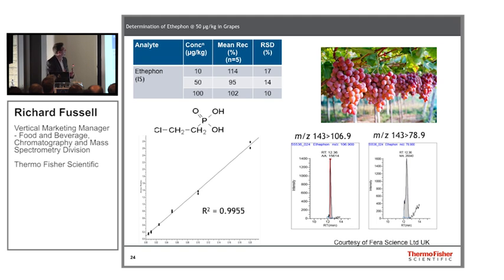Another one that you may be interested in is ethephon in grape. So this is, I don't know, 50 micrograms per kilogram in grape. This is ethephon here. It's internally standardized in this case at 10 ppb. Then RSD is 17%. And again, you can see the transition here. There is an interference on the second transition.